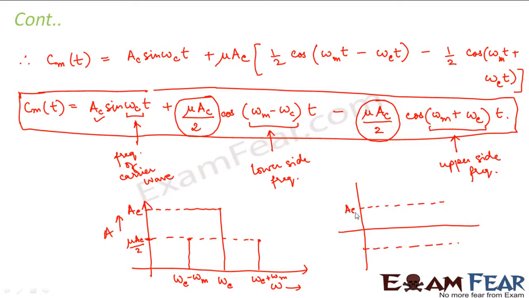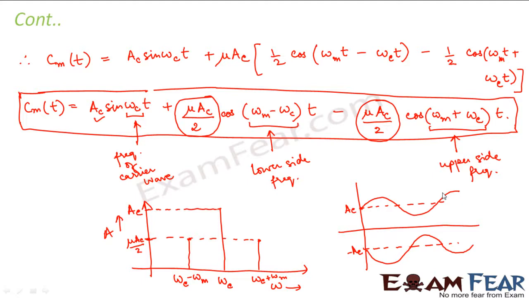So let us suppose this was the amplitude of the carrier wave. How was this modulation done? It happened somewhat like this, right? So the amplitude at certain places was a little more than the carrier wave, and at certain places it was a little less than the carrier wave. Okay, so this was the mathematical aspect of amplitude modulation.